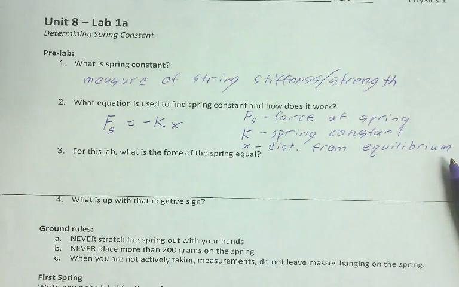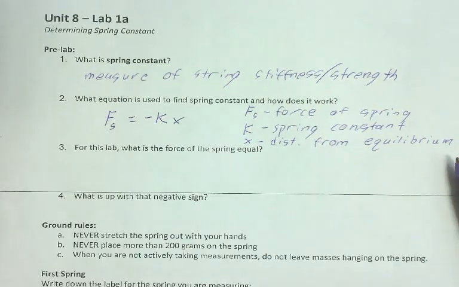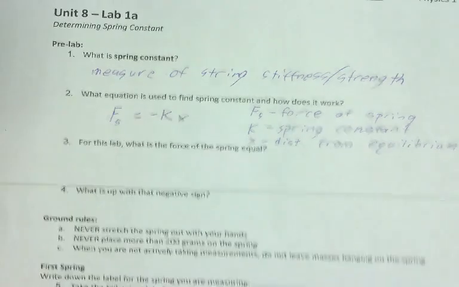and the force of the spring is going to equal to how strong the spring is, K, times how far it got stretched, X. So the further it gets stretched, the stronger the force is. The less it gets stretched, the smaller the force is. So it works pretty straightforward how you would expect. So number 3, for this lab, what is the force of the spring equal?